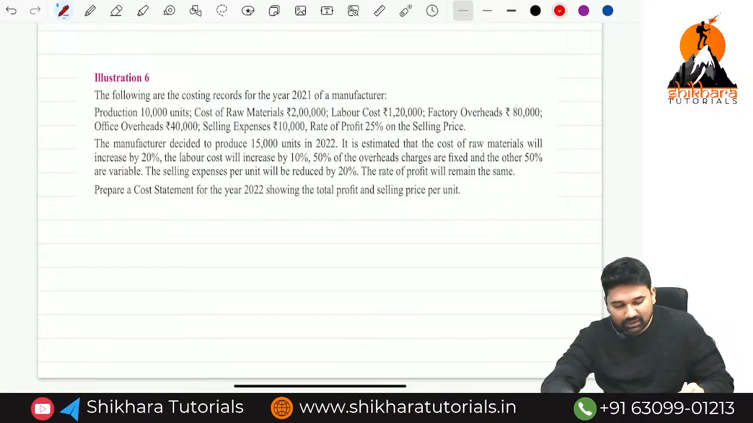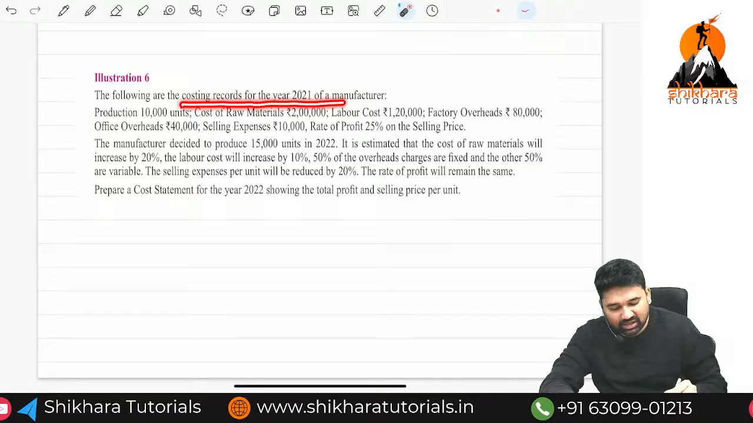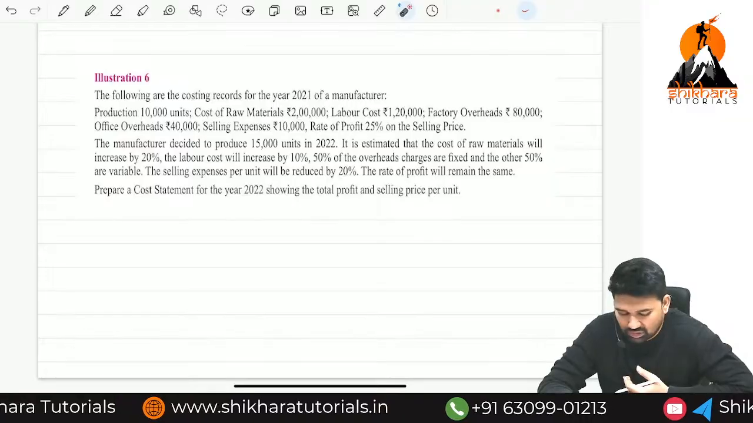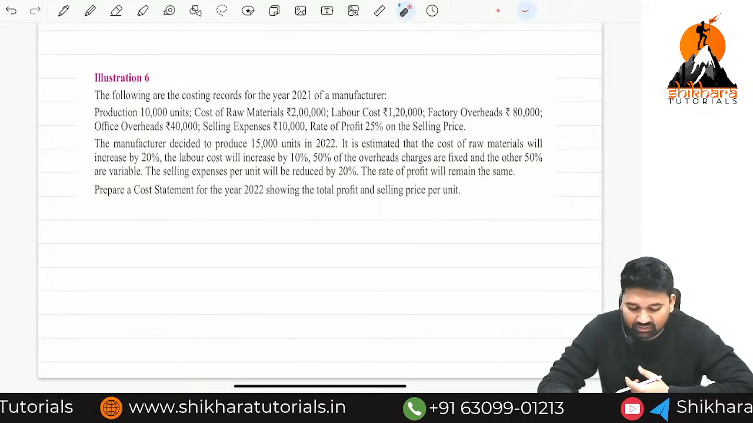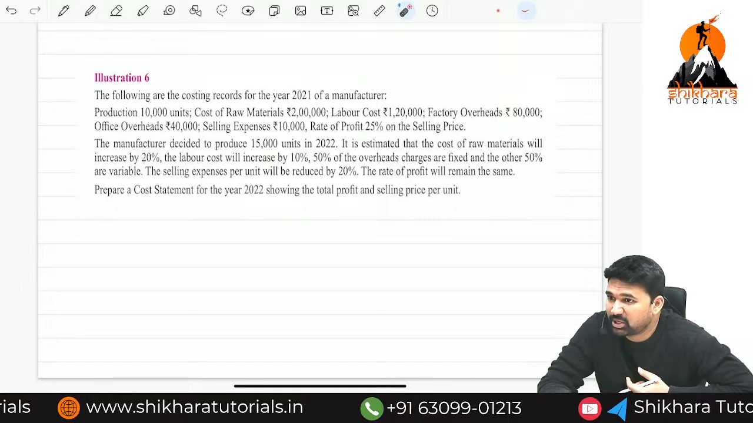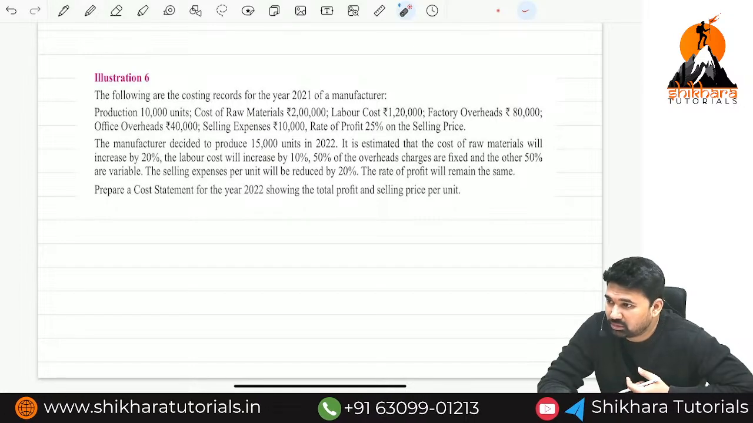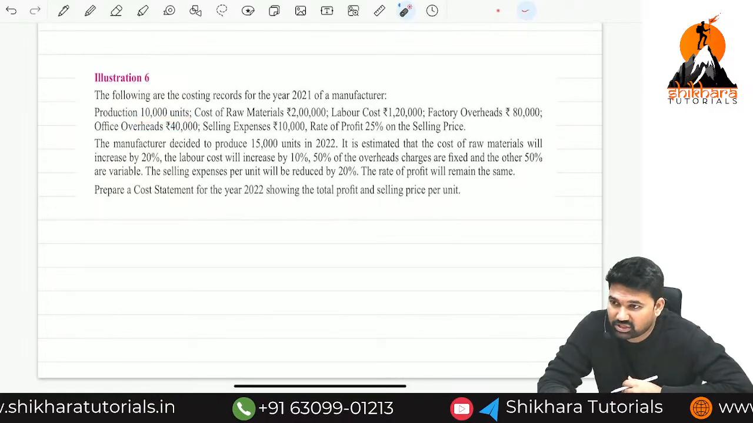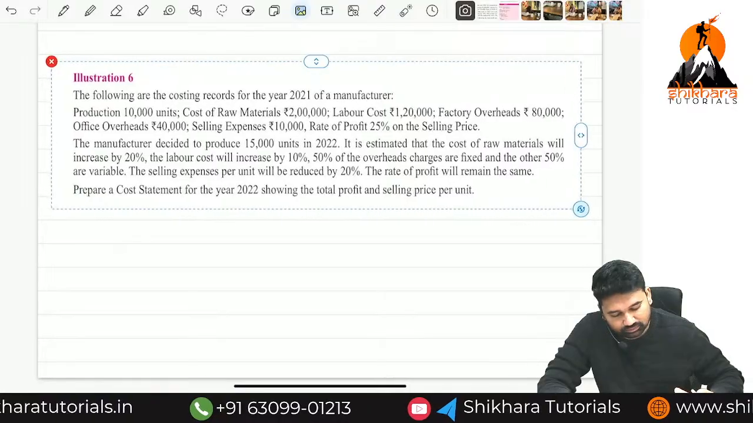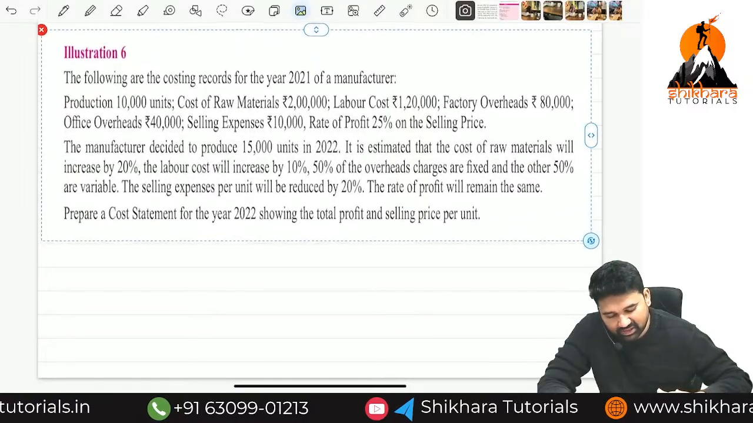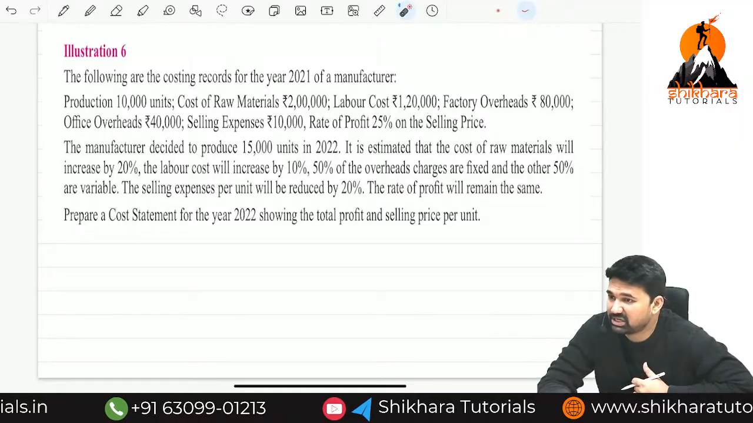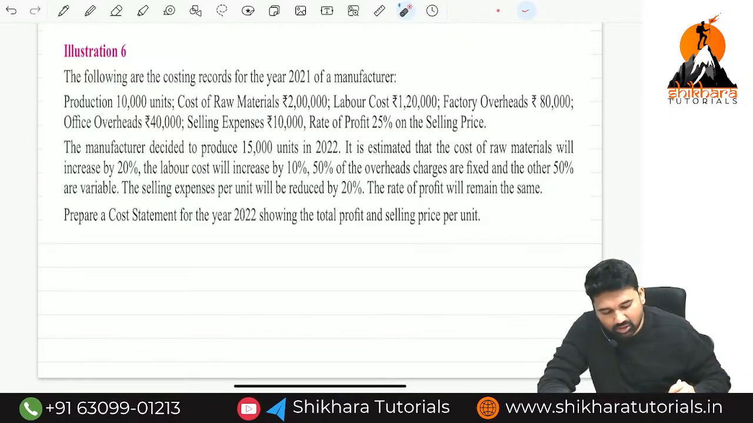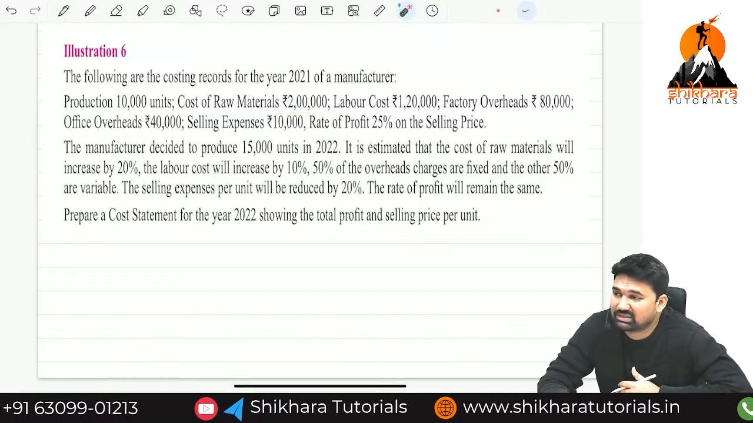The following are the cost records for the year 2021 of a manufacturer. So the following are the cost records of a manufacturer pertaining to the year what? 2021. Okay. The production is how many units? 10,000 units. Shall I magnify it? Now, is it visible clearly? So production is how many units? 10,000 units. Okay. Cost of raw material 2 lakhs.